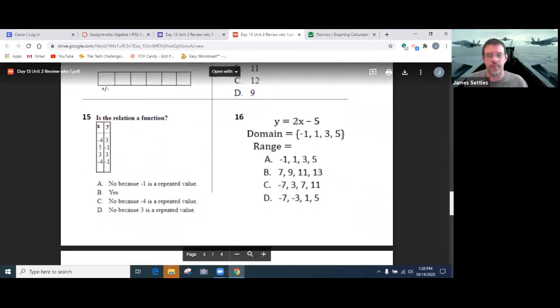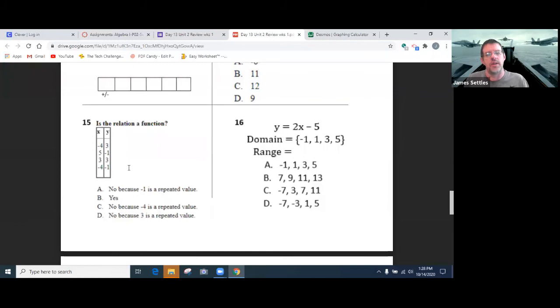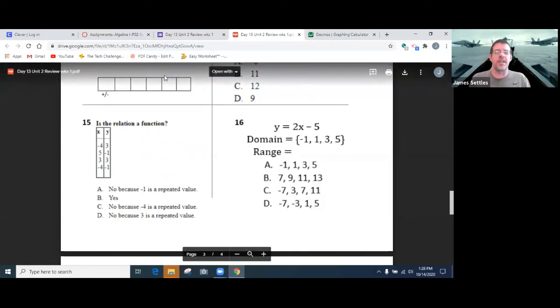All right, so number 15. Here's the only time the word function means anything. Is it a function? I know it says is the relation a function, but just, is it a function? That's the only time that function means anything. So we want to know, is it a function?